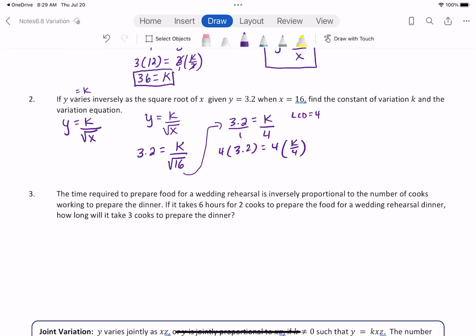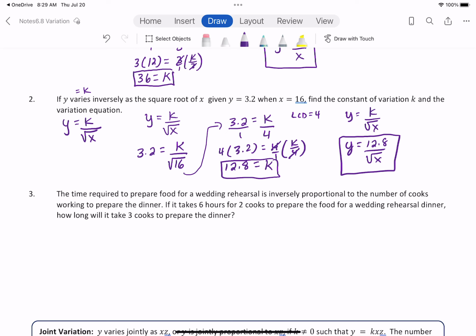So I put into the calculator 4 times 3.2. I got 12.8. And on the right-hand side, we have a 4 in the numerator and the denominator, so those can cancel, and that leaves me with k. So that's our constant of variation. Then to write the variation equation, all we do is substitute the k that we just found into that original equation. So this is my variation equation.